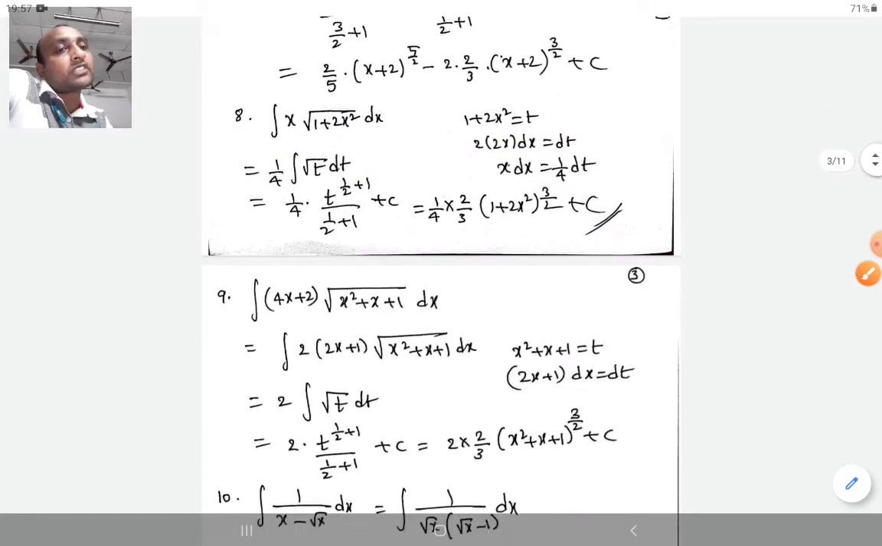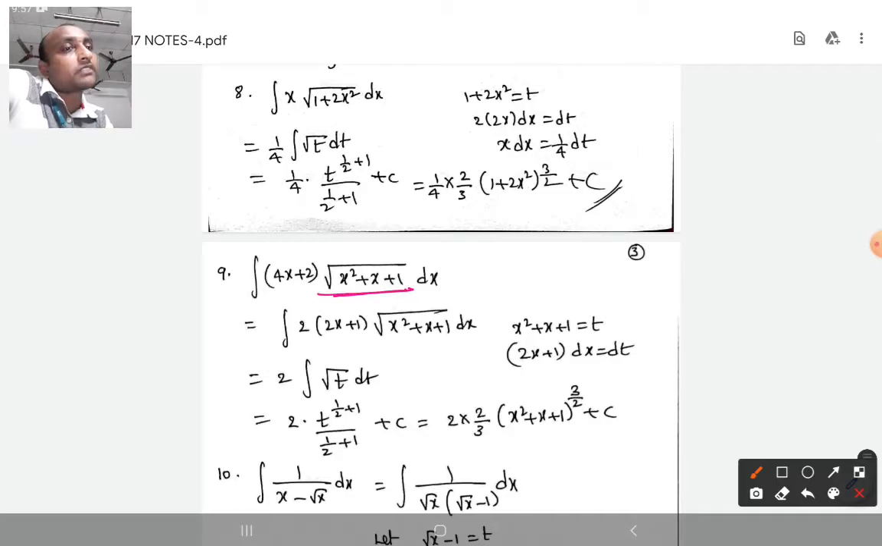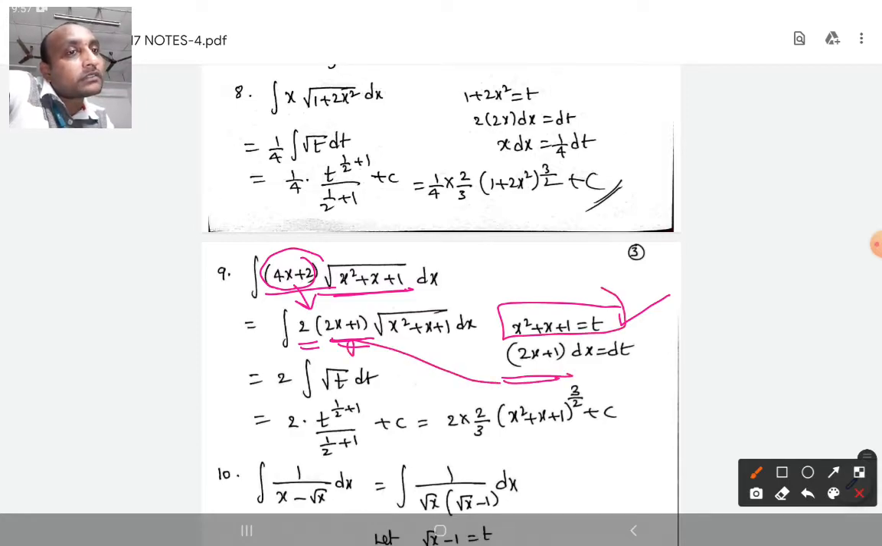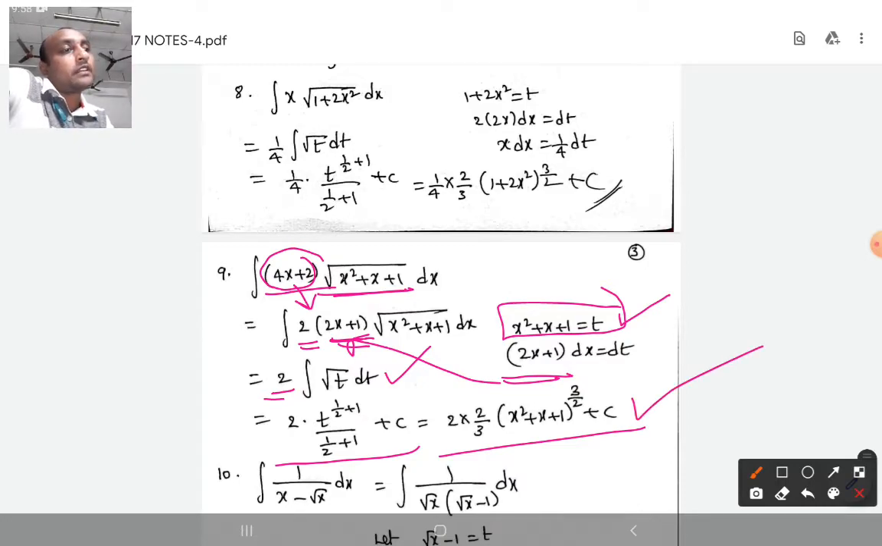Similarly, the ninth question you can also try by taking x square plus x plus 1, which is under the root, as t. Before that, take 2 common and write here, because when I take 2 common from 4x plus 2, it will be 2 into 2x plus 1. Then the derivative of x square plus x plus 1 is 2x plus 1, which is present there. So then 2 will be outside, and it is root t into dt. So 2 into t power 1 by 2 plus 1 divided by 1 by 2 plus 1, plus c. So it is 2 into 2 by 3 into x square plus x plus 1 whole power 3 by 2 plus c. Let me explain the 10th question.